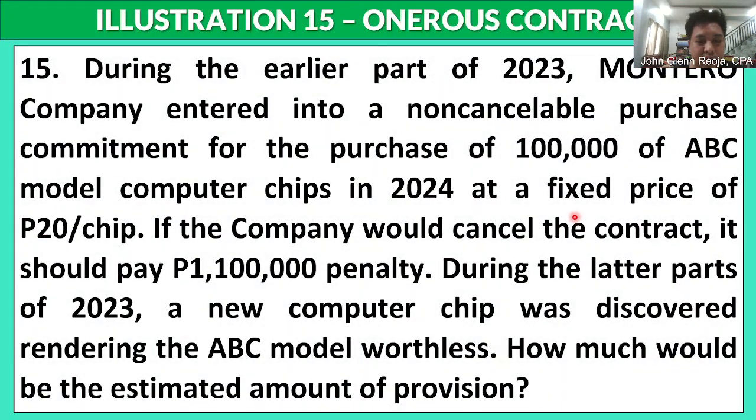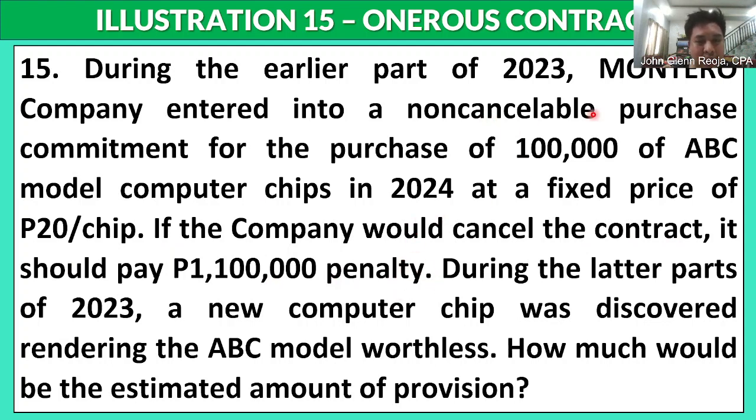So, for onerous contract, this is the example. The question is, how much would be the estimated amount of provision? It says here, during the earlier part of 2023, Montero Company entered into a non-cancelable purchase commitment for the purchase of 100,000 ABC model computer chips in 2024, at a fixed price of 20 pesos per chip. If the company cancels the contract, it should pay a 1.1 million penalty.